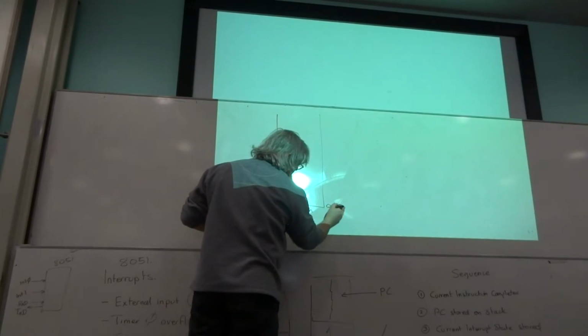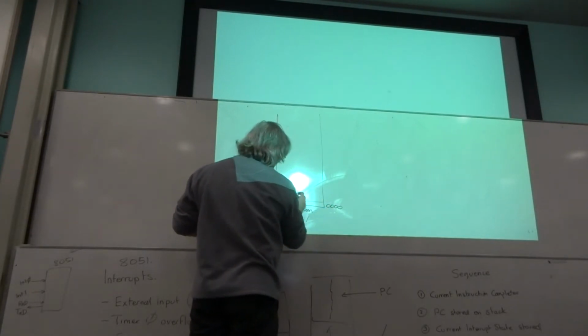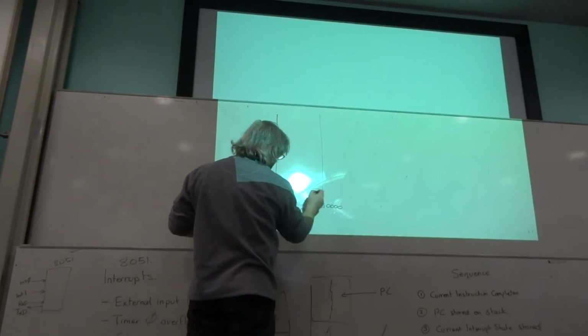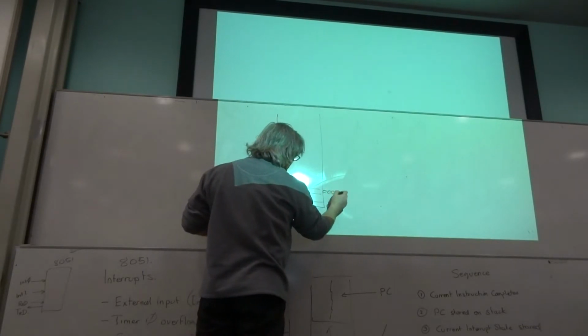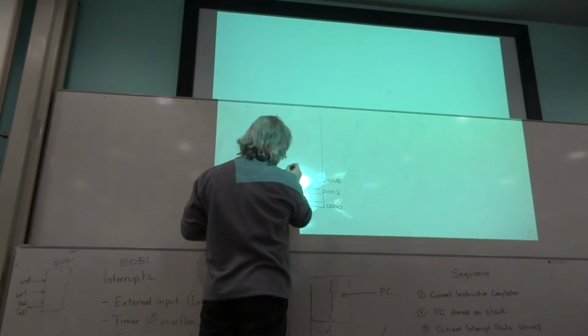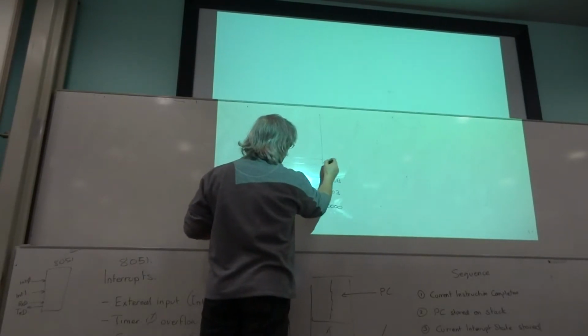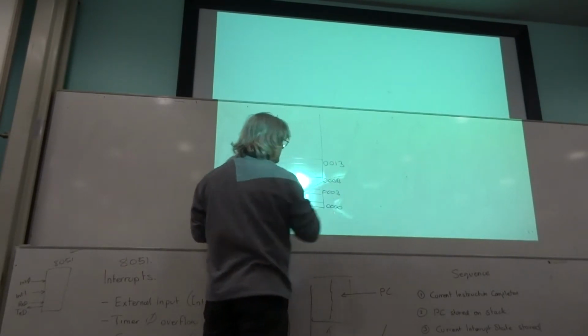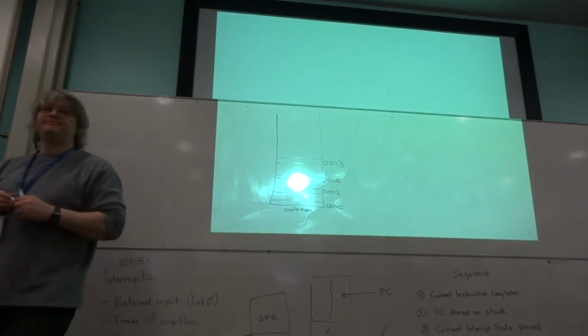And I've got 0, 0, 0, 0. And then somewhere up here I had 0, 0, 0, 3. And then somewhere up here I had 0, 0, 0, B. And then somewhere up here I had 0, 0, 1, 3. And there were a couple of others. I can't remember them all.